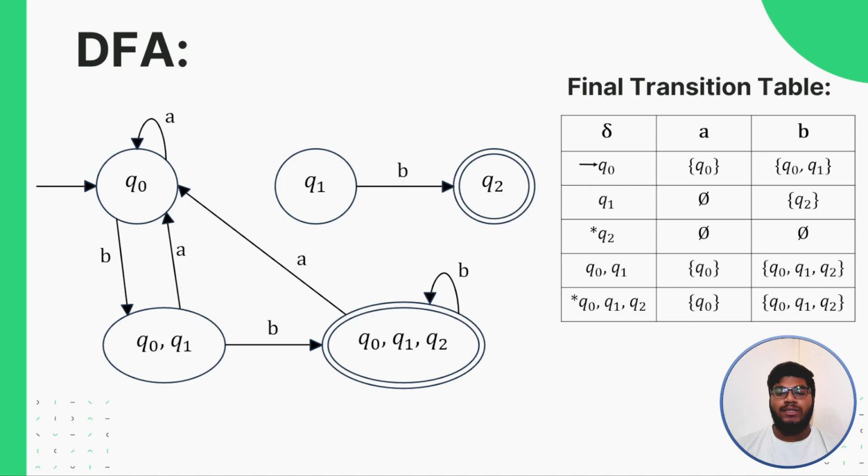Now we have constructed the DFA from the given NFA using the transition table and the steps involved. So this is the final DFA, that is the deterministic finite automaton, from the given NFA.